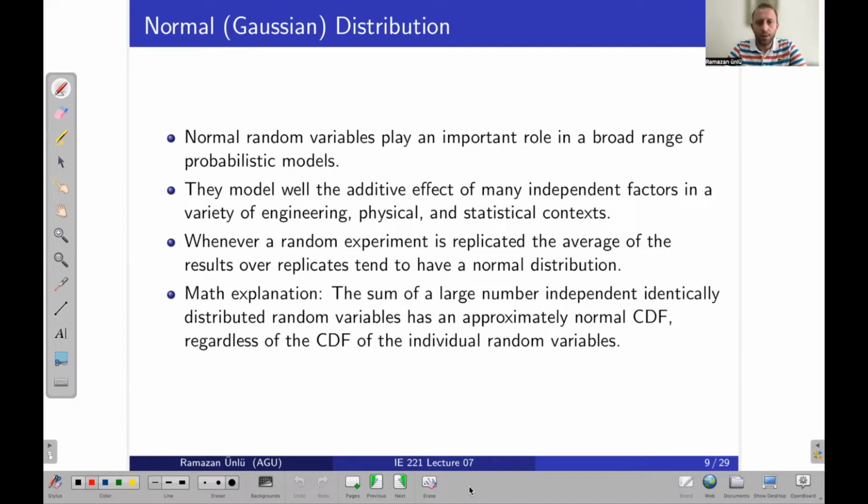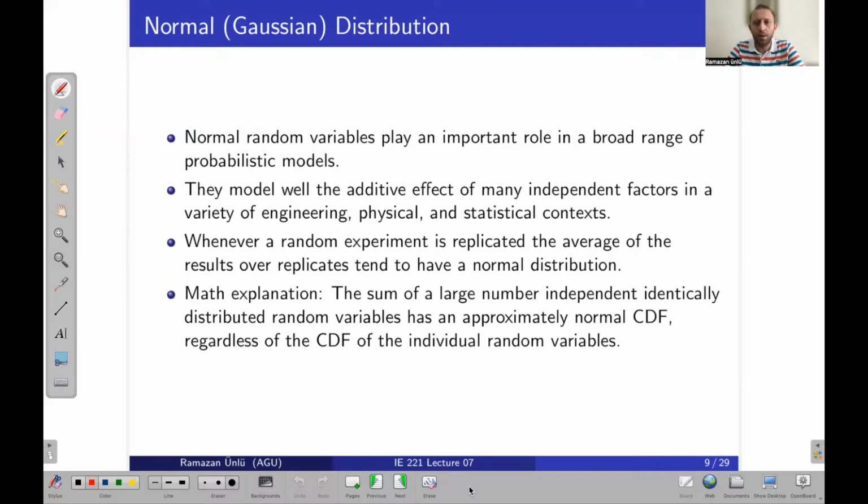We can use the normal distribution in a variety of fields like engineering, physical, and statistical contexts. And this distribution, as I say, will be commonly seen, especially in the statistics class. So before going to the details, let me give you an example to understand the basic idea, the basic foundation of the normal distribution.